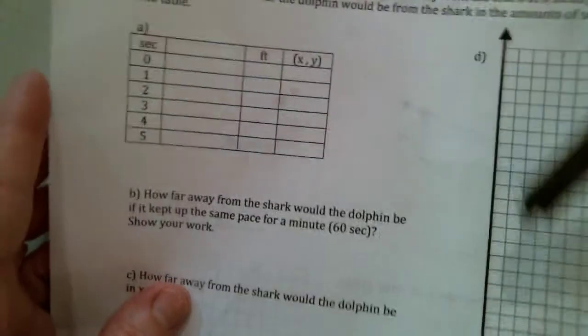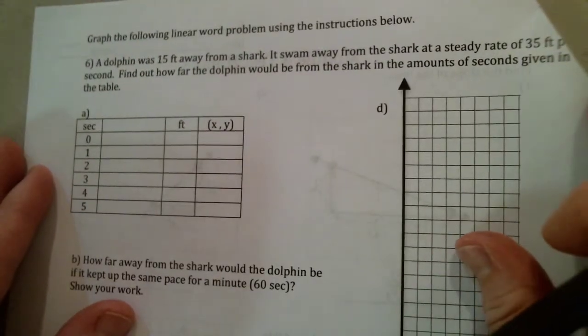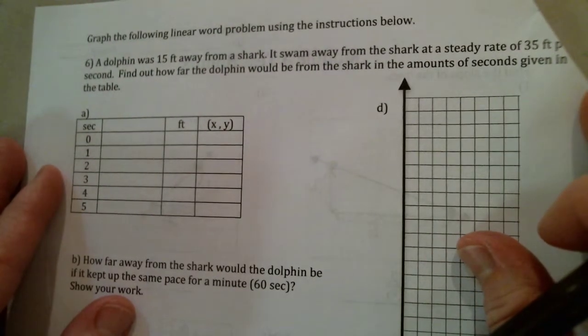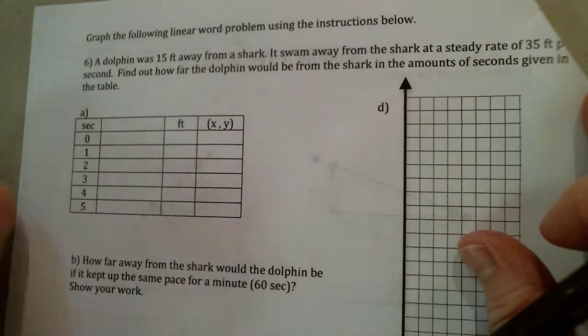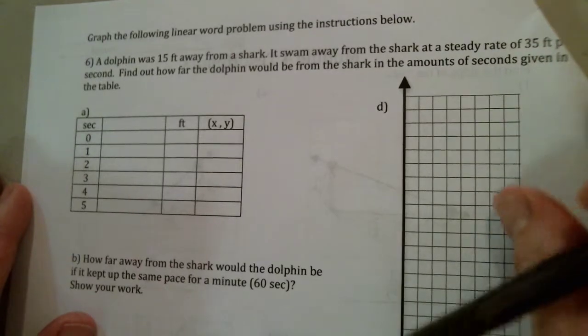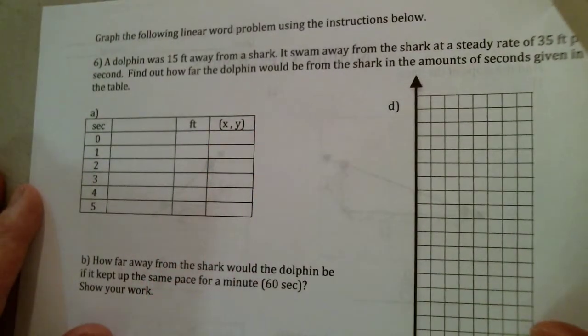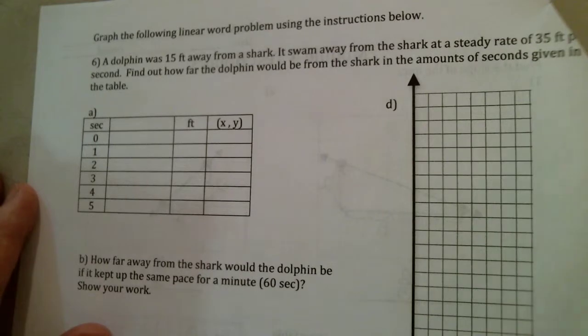On the other side of this paper, we have problem 6. We have to read this carefully. A dolphin was 15 feet away from a shark. It swam away from the shark at a steady rate of 35 feet per second. Find out how far the dolphin would be from the shark in the amounts of seconds given in the table.